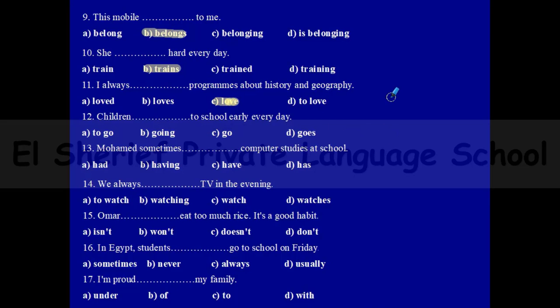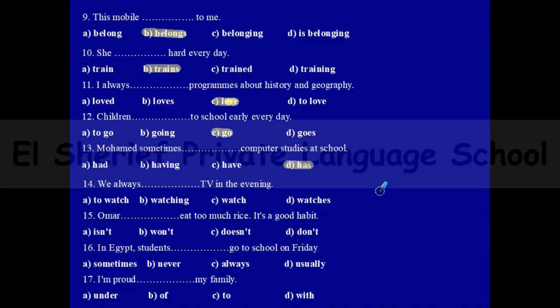And number 12, children space to school early every day. So this is present simple, and we can say that children go to school. Yes, great. Number 13, Muhammad sometimes space computer studies at school. So Muhammad here is a singular subject, and we said before, if you are talking about a singular subject, you will use the verb plus s, es, or ies. But here, the form of the verb to have with the singular subject is has. Muhammad sometimes has computer studies at school.